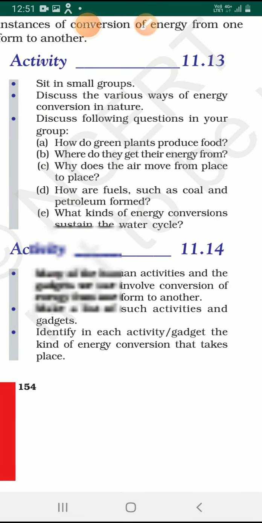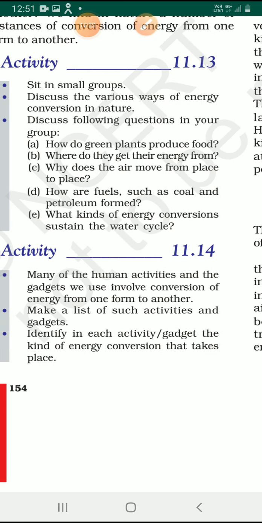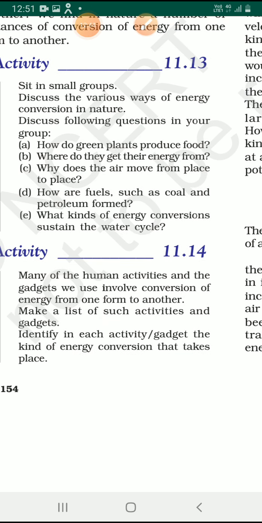Let's make a list of such activities and gadgets. Just now I told you, for example, you can say the mixie, the iron box, the water heater, any other appliances like the fan. In all of these, the energy is simply converted from one form to another, right? So identify in each activity or gadget what kind of energy conversion takes place.